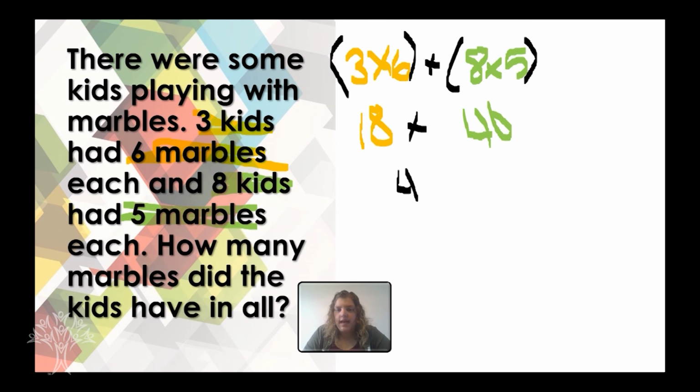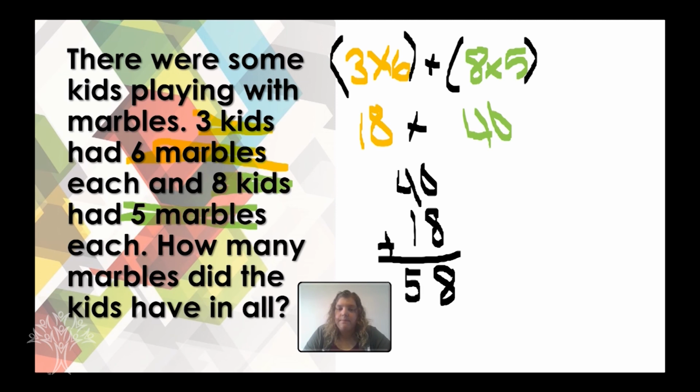Now, if you need it stacked, here's it stacked. In my ones column, I have a 0 and I have 8. So 0 plus 8 is 8. And in my tens column, I have 40 plus 10, or 4 plus 10 would give me 5 tens, or 50. So altogether, I know that I have 58 what? What is missing? Great, I'm missing that label. 58 marbles.